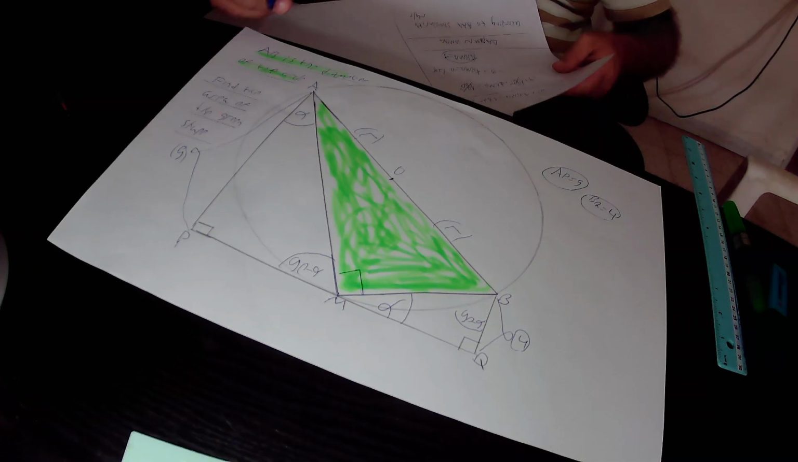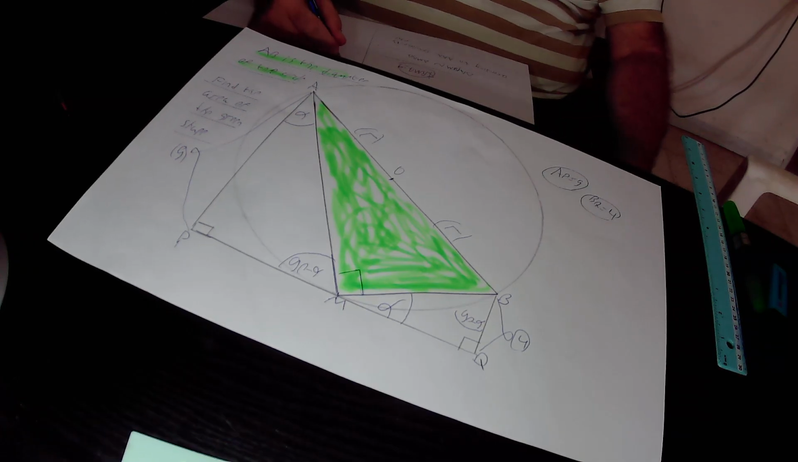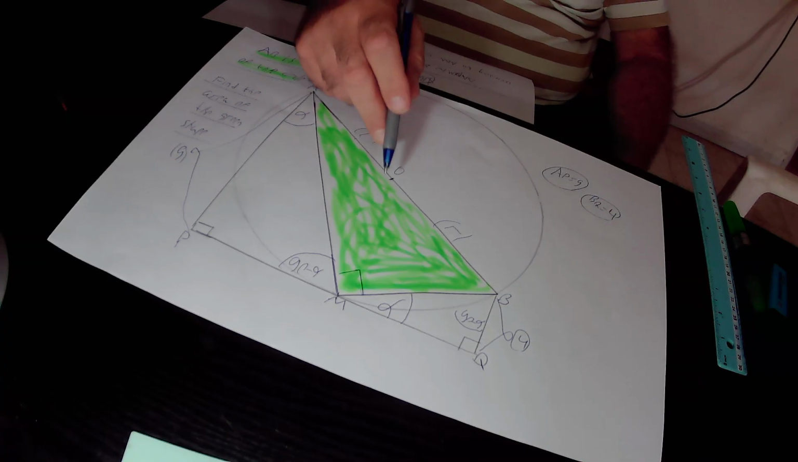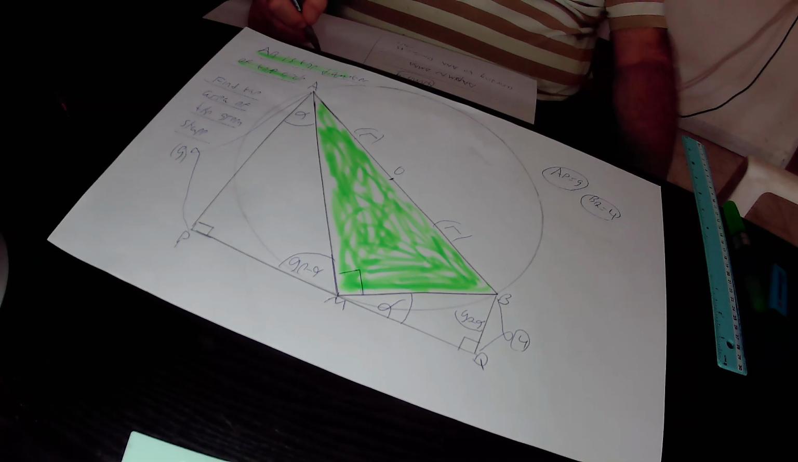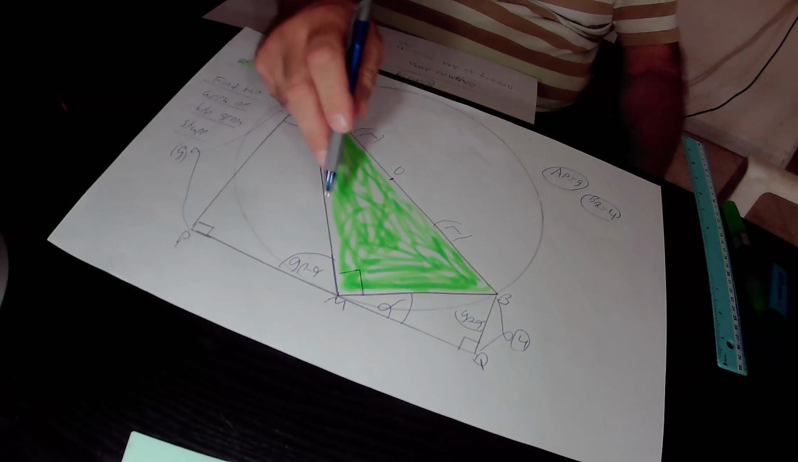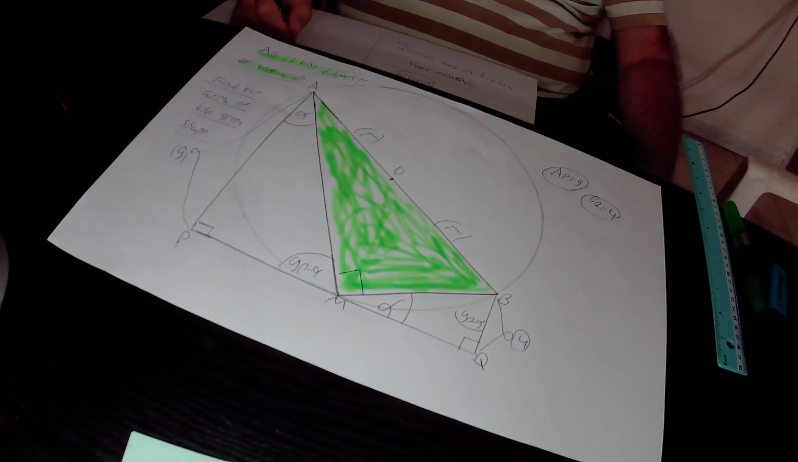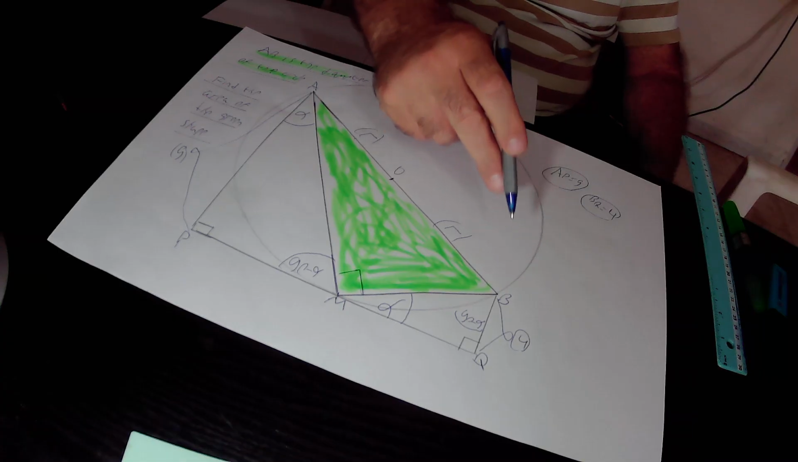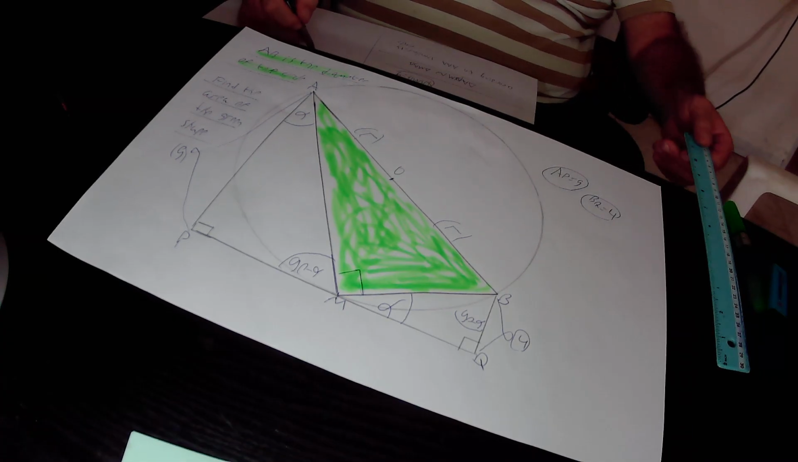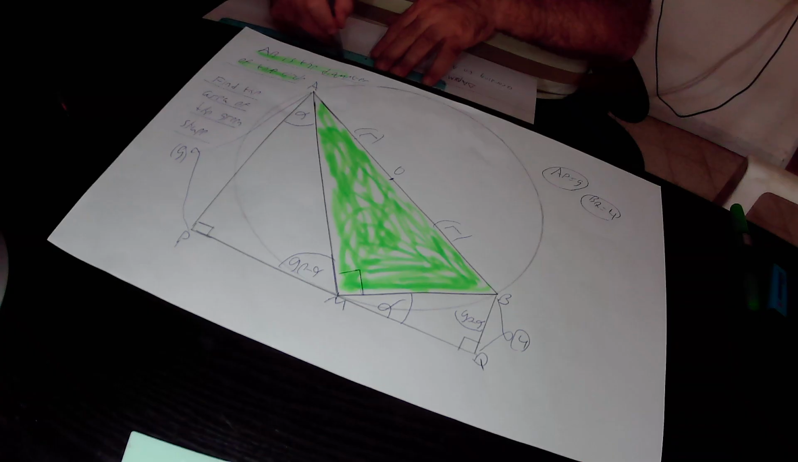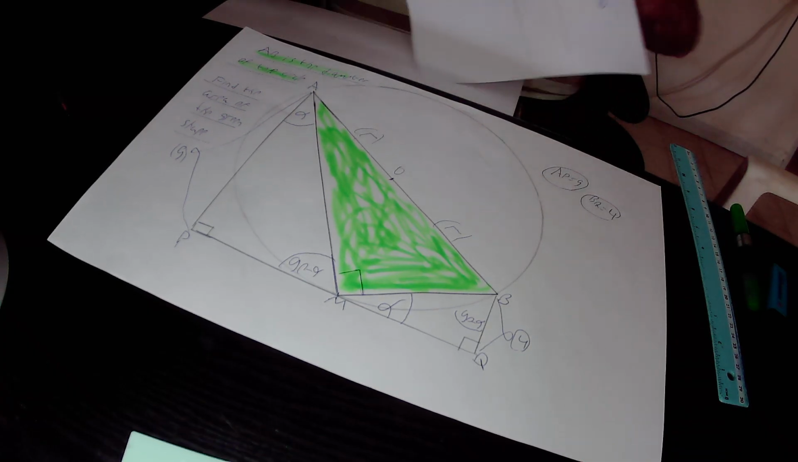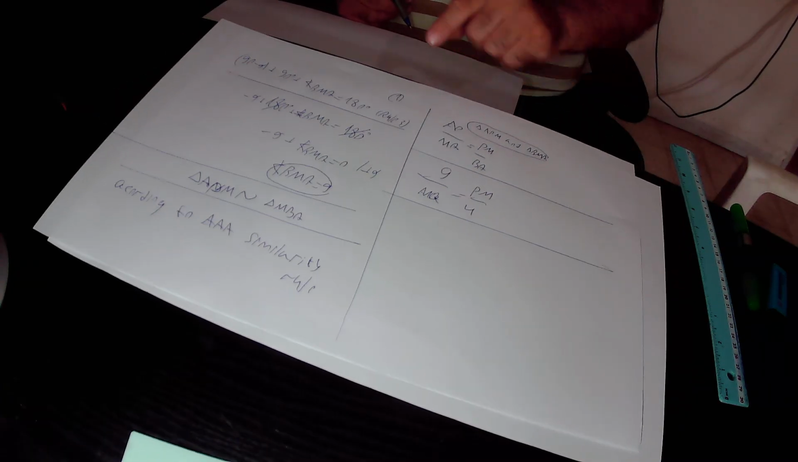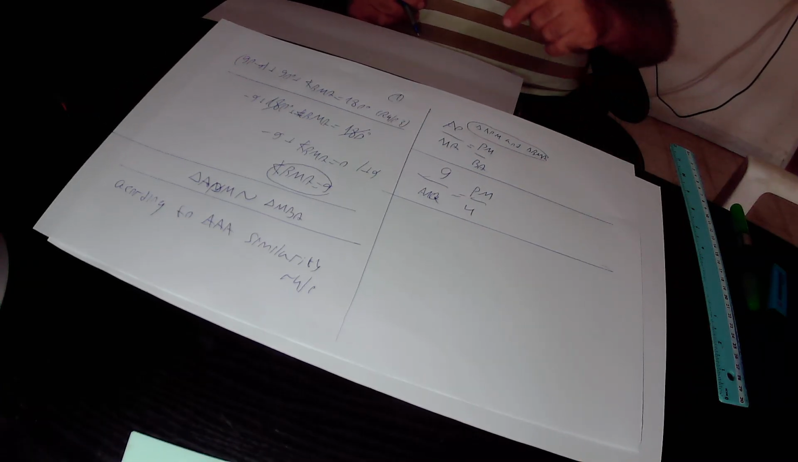AP equals 9 over MQ. MQ is the missing side, so leave it as it is. And it equals PM. PM is the missing side, so leave it as it is. Over BQ. BQ is 4. So in total, I should find out that nine over MQ equals PM over 4.